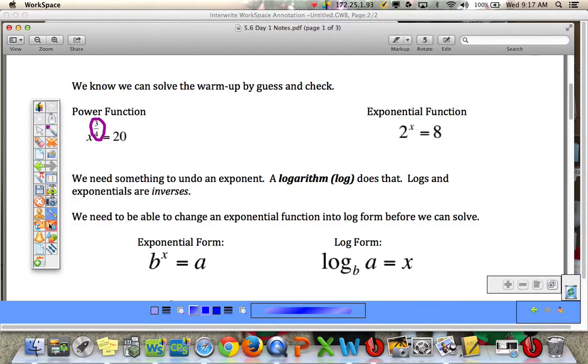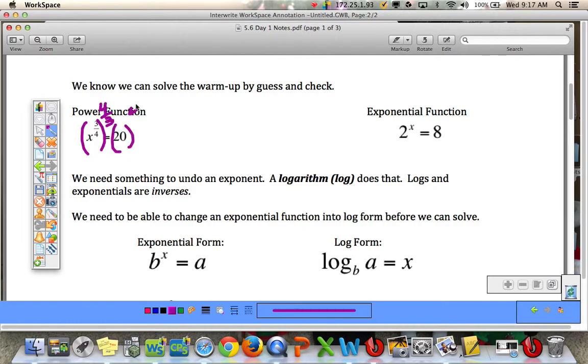In a power function, you do opposite order of operations. We would take this to the 4/3 power. So this would be x to the 4/3 power. This would be 20 to the 4/3 power. Exponential, again, there's two ways that we know how to solve: guess and check or finding a common base. If we find a common base, this is the same as 2 to the 3rd power, and we see that if the bases match, then x must be 3.